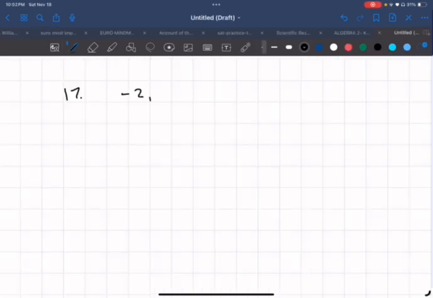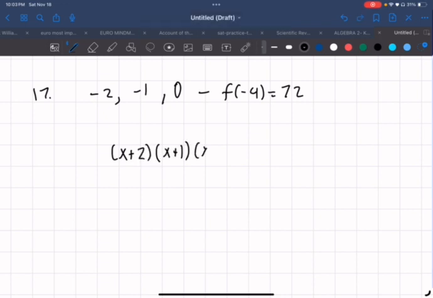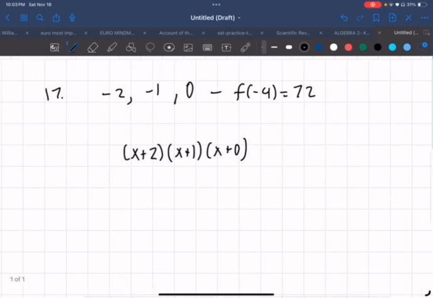The polynomial has zeros -2, -1, 0, and f of -4 equals 72. So we can just convert these into factors: x plus 2, x plus 1, x plus 0. It doesn't say the coefficient, so we put a, and this would equal 0, right?